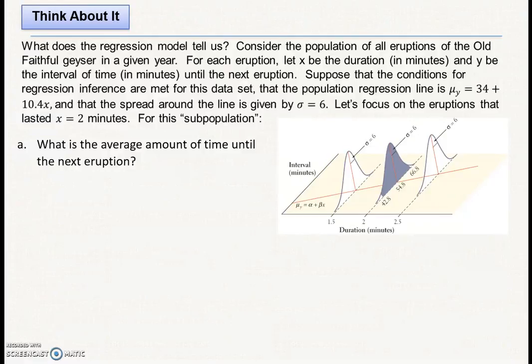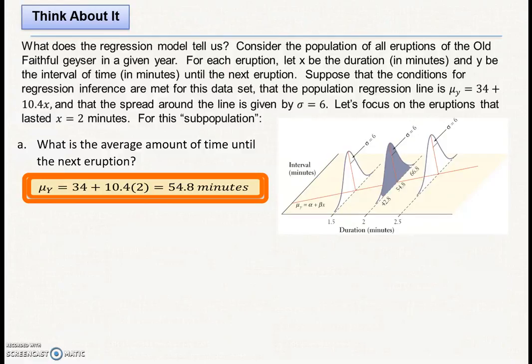Okay, so notice it does say let's focus on the eruptions that lasted 2 minutes long. So we're going to call this a subpopulation, if you will. So we're only looking at those specific eruptions. What's the average amount of time until the next eruption? We're simply going to plug in 2 for 2 minutes. That's the duration, and we get 54.8 minutes until the next eruption.